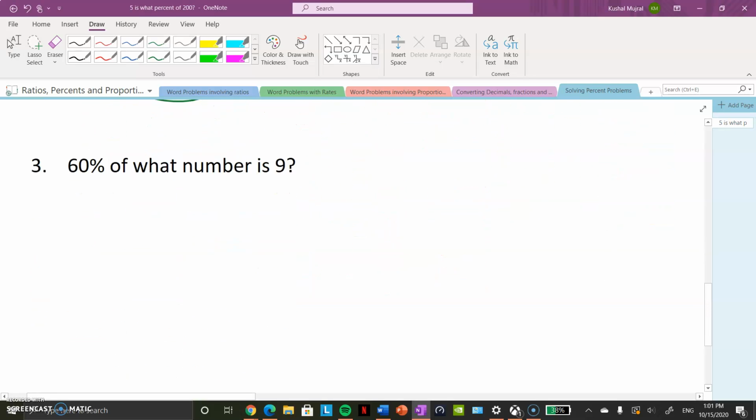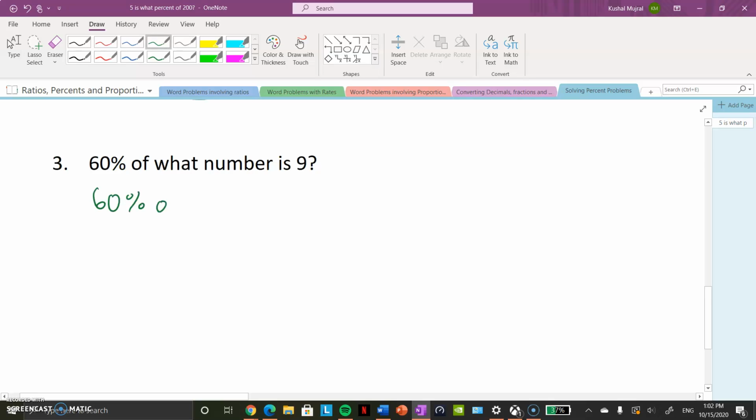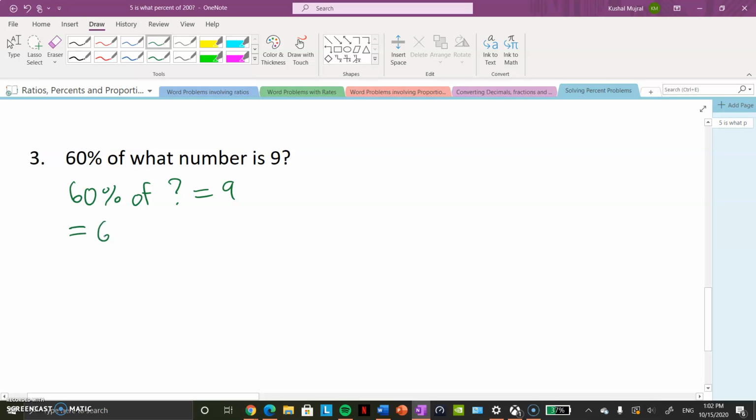Now let's take a look at this last question. 60% of what number is 9? So 60% of a certain number equals 9. And that's the same as writing 60 over 100, which is 60%, times n equals 9. So how do we get rid of this 60 over 100? Well, there are two ways we can do this. One is we can multiply both sides by the reciprocal. Now this might be something new, so pay close attention.